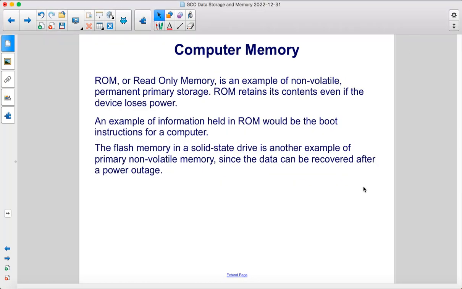ROM, or read-only memory, is an example of non-volatile, permanent primary storage. ROM retains its contents even if the device loses power. An example of information held in ROM would be the boot instructions for a computer. The flash memory in a solid-state drive is another example of primary, non-volatile memory, since the data can be recovered after a power outage.